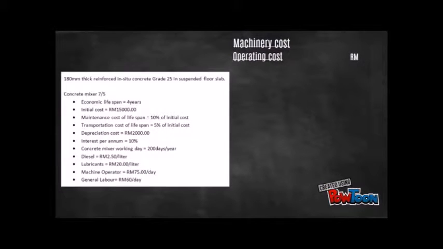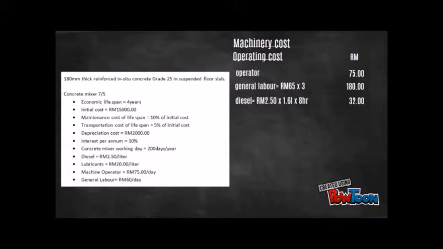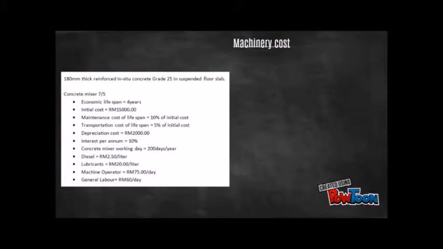Next is the operating cost of machine. Different size of concrete mixer need different number of labor, diesel and lubricant. Concrete mixer 7.5 require 1 operator and 3 general labor. Diesel use is 1.6 liter per hour and lubricant use is 0.6 liter per hour. So, general labor cost need to times 3 and both diesel and lubricant need to times the amount used and working hours per day. Total up and divide by working hour per day to get cost per hour.